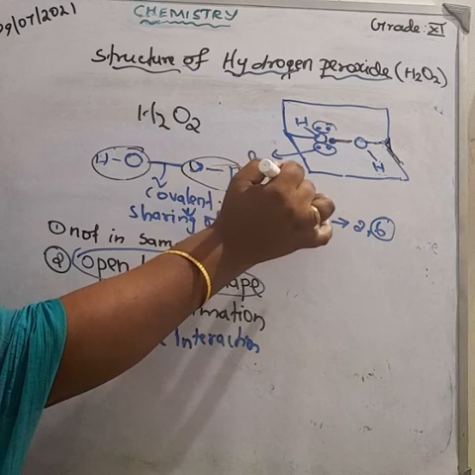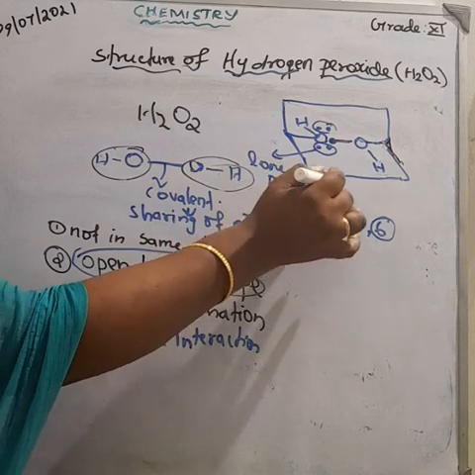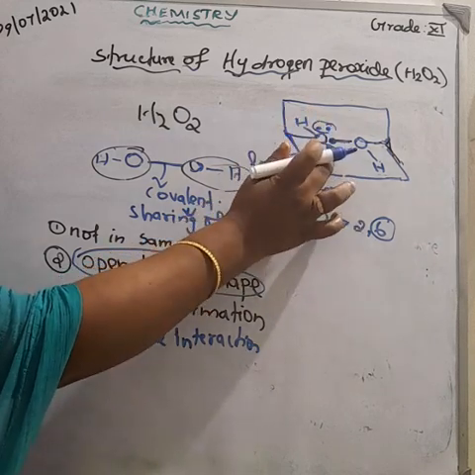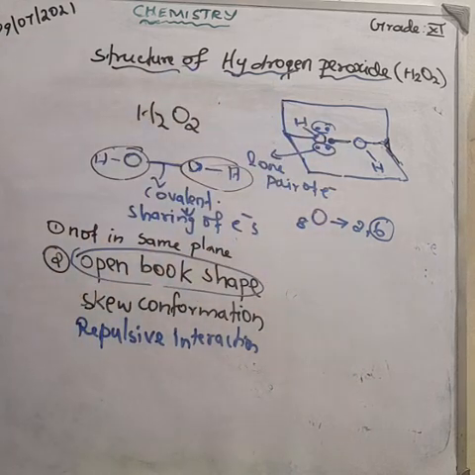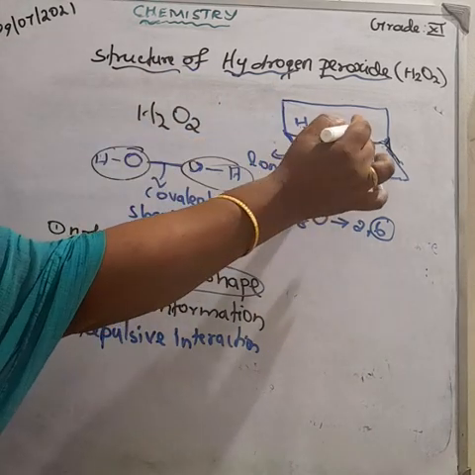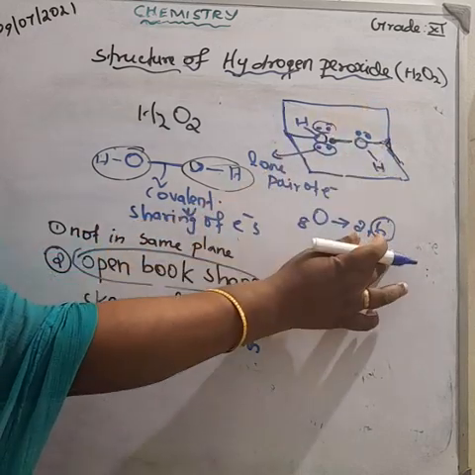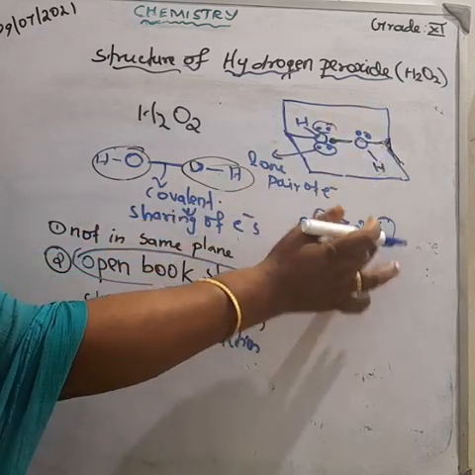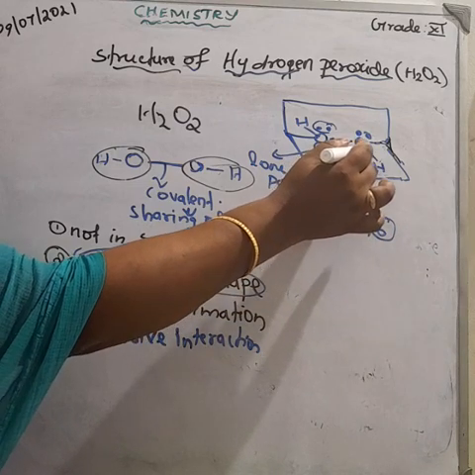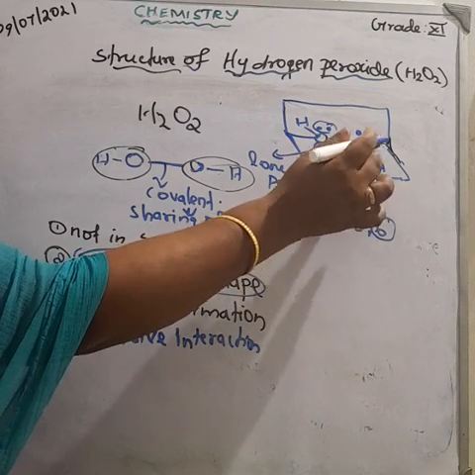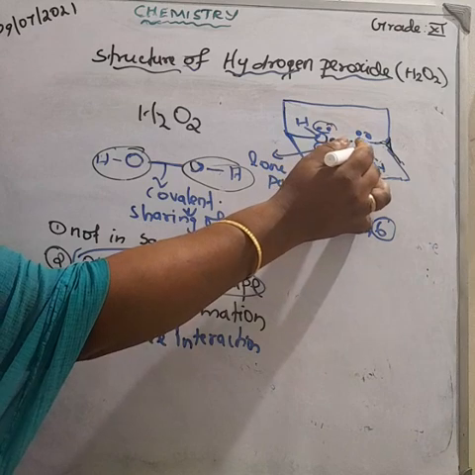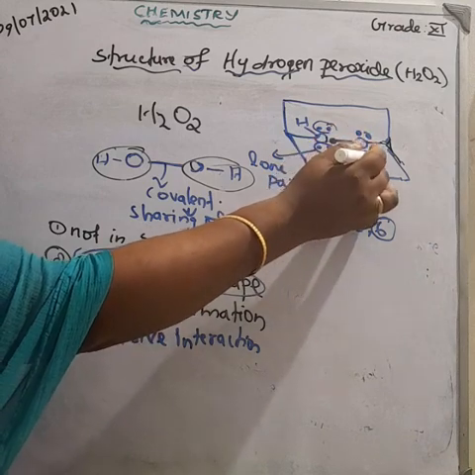This oxygen also has 6 electrons in the outermost orbit. So 1, 2, 3, 4 electrons are in lone pairs of electrons. These 4 electrons are not involved in any bond formation, so we call these the lone pairs of electrons. Another 2 extra electrons are there for each oxygen atom.